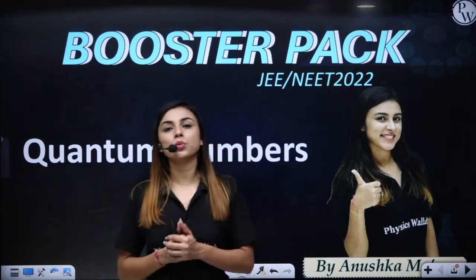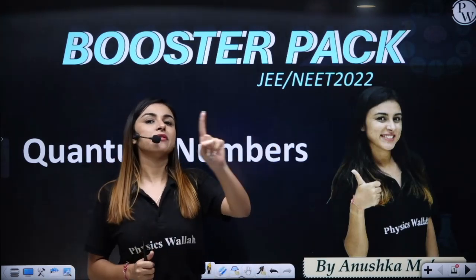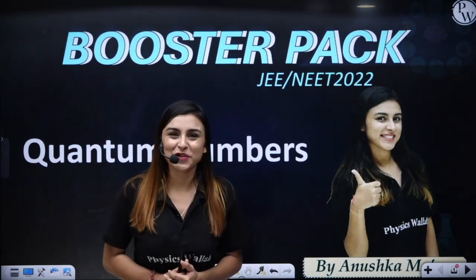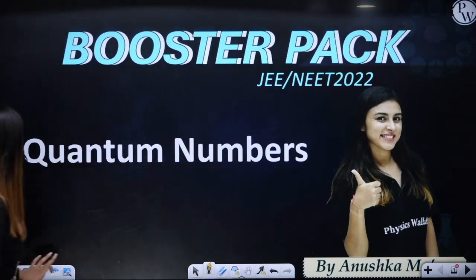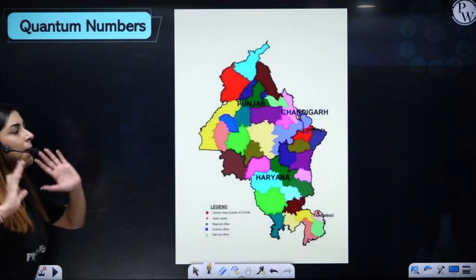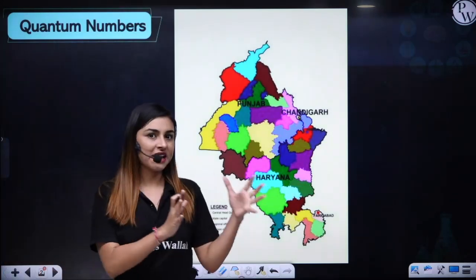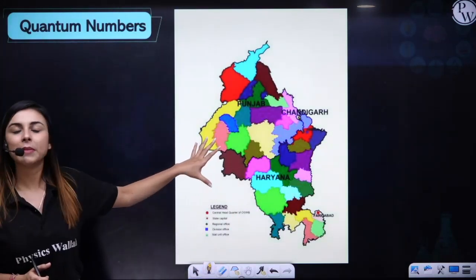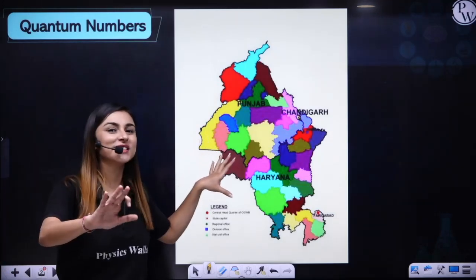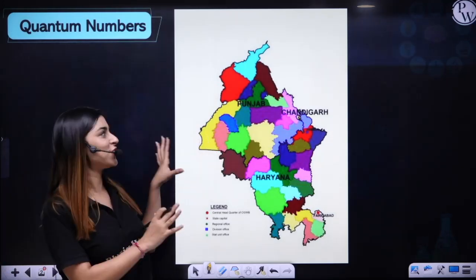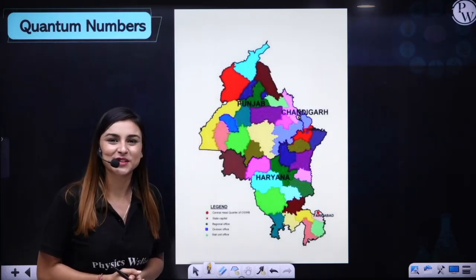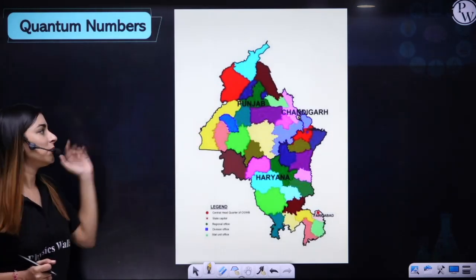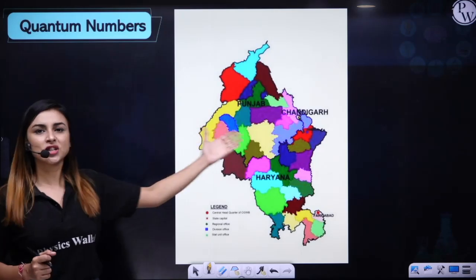So today we are going to meet each and every electron similarly to the way you are going to meet your friend. So let's start this session. First of all, ma'am is asking you to locate everything. The first and the most important thing, I have a map here. So we are not going to study chemistry directly. First, we'll study geography and then we'll study chemistry. So my dear students, let's take one city, randomly one city, and ma'am is saying let's take Chandigarh, right?